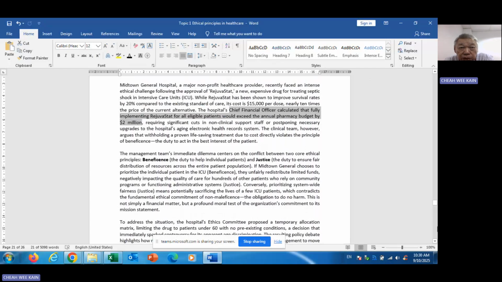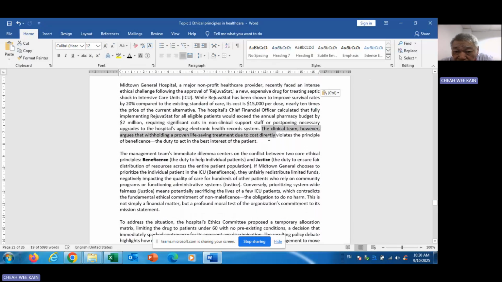This medicine is 15K per dose, 10 times more expensive than the current alternative. And if we implement this new drug, we will exceed the budget. Now, when you exceed the budget for pharmacy, are we going to take the money from another budget, reducing another budget, and whatever consequences that will appear? Or do you just leave it be? Okay? So you may require additional tasks for non-clinical staff or postponing necessary efforts, like whatever it is. Okay, so there are alternatives. So which one do you do?